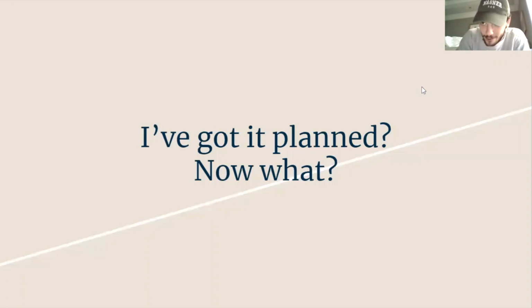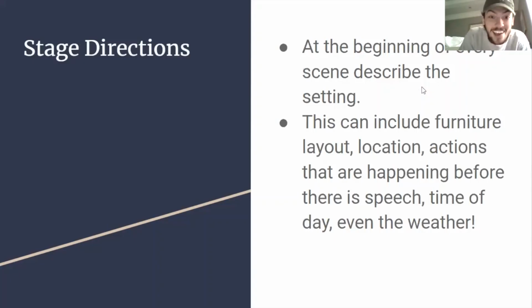Now what? It's time to start writing, which is totally the scariest part, but it's okay. I'm going to show you how to make it easy. First, you're looking at the blank page, right? So first things first, you want to write the stage directions. At the beginning of every scene, these describe the setting. This can include the layout of the furniture, the location, the actions that are happening before their speech, the time of day, even the weather.